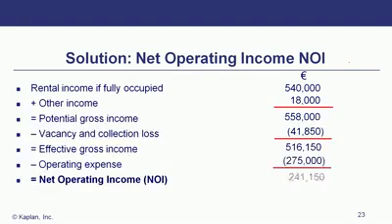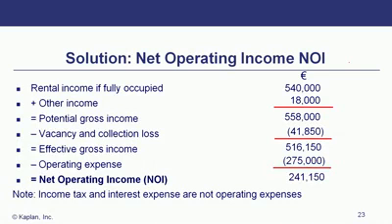We subtract out the operating expenses of 275. Okay, that was the maintenance and then the property taxes and insurance, which gives us an NOI of 241,150. Notice that it does not include anything about income taxes or interest. It does include here property taxes, right? So property taxes are associated with operating the property.